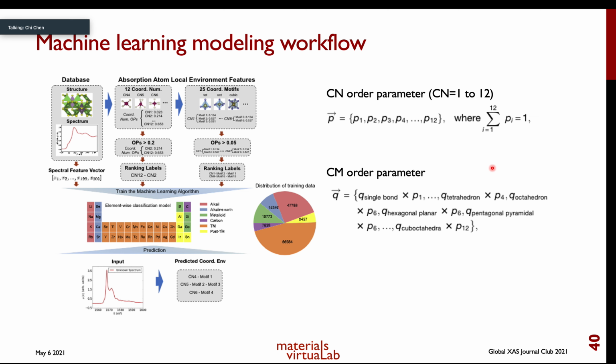For example, in the graph I showed, the first atom of this structure has the coordination number of 12, or it also has a non-negligible probability of coordination number of 2. And then for the ranking of labels, we can have a few choices, like ranking by the probability. And once we have generated all the target labels, we can start our machine learning algorithm construction.